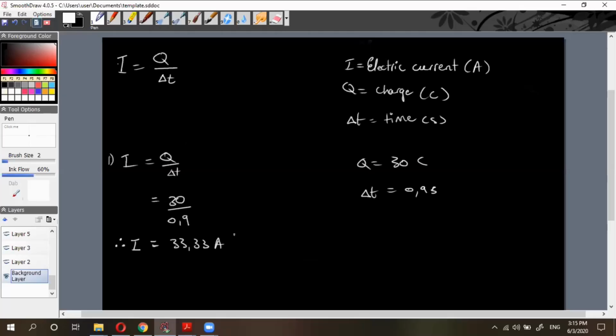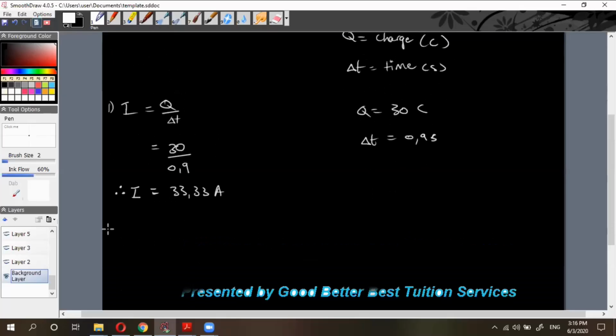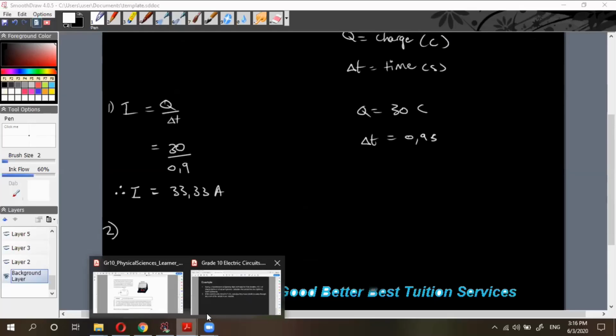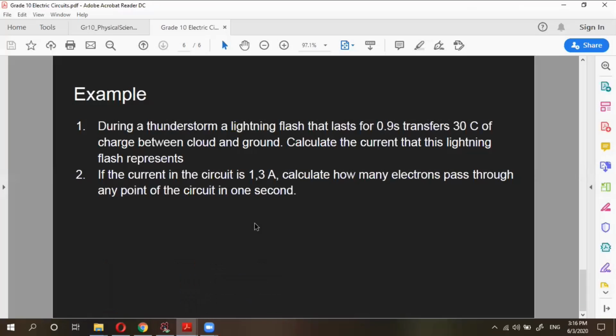While you are letting me know, I'm going to scroll down here and prepare the landscape for the second question. If the current in the circuit is 1.3 amps, so they've given us I, calculate how many electrons pass through any point of the circuit in 1 second. Now this is quite a tricky one, or can be tricky if you don't read your question properly.